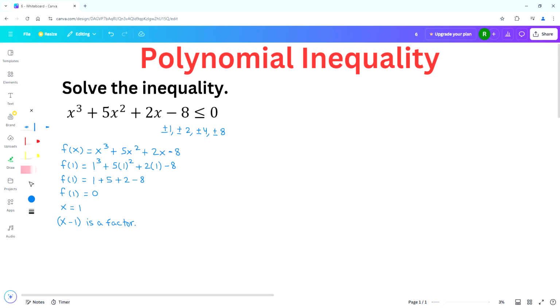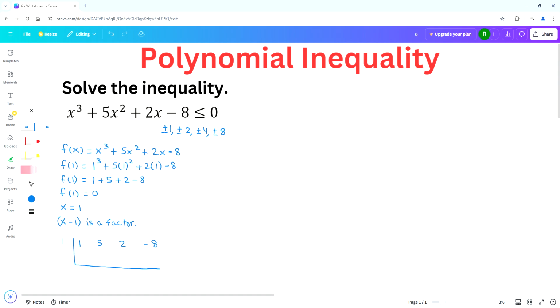Next, we have to find the other factors for this given cubic polynomial. We should use polynomial long division or synthetic division. In this problem, I'll use synthetic division. We start by writing the coefficients in the given cubic polynomial: 1, 5, 2, -8. We write the x value from the first factor outside on the left side.